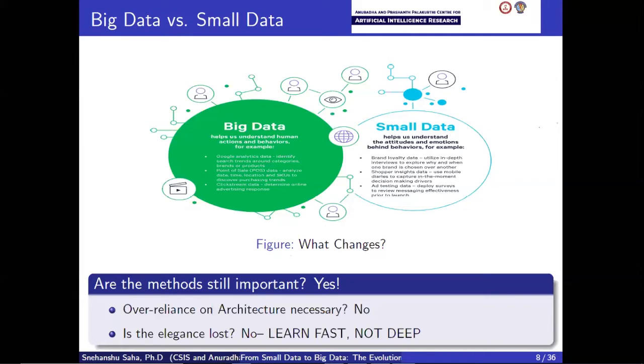I don't think so. But the most important question that I want to pose is, while you move from small data to big data, do you get rid of the elegance? No. So what do you need to do in order to handle the velocity and the volume? You need to learn fast. You need to learn online and not necessarily deep. Why do I use this particular word deep?